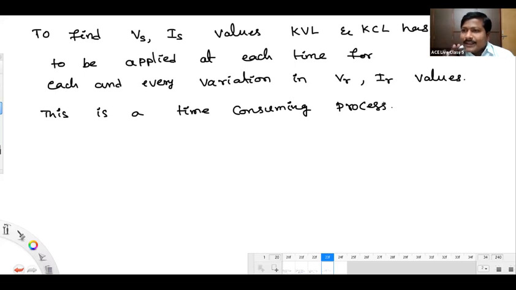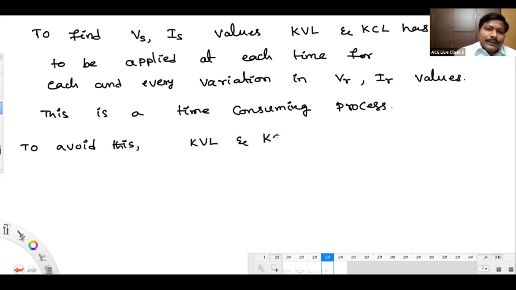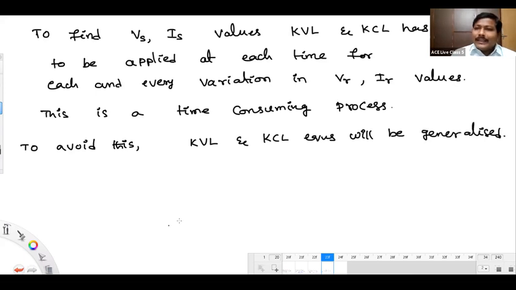So what are we suggesting here? We are going to generalize the KVL and KCL equations. To avoid this, the KVL and KCL equations will be generalized.